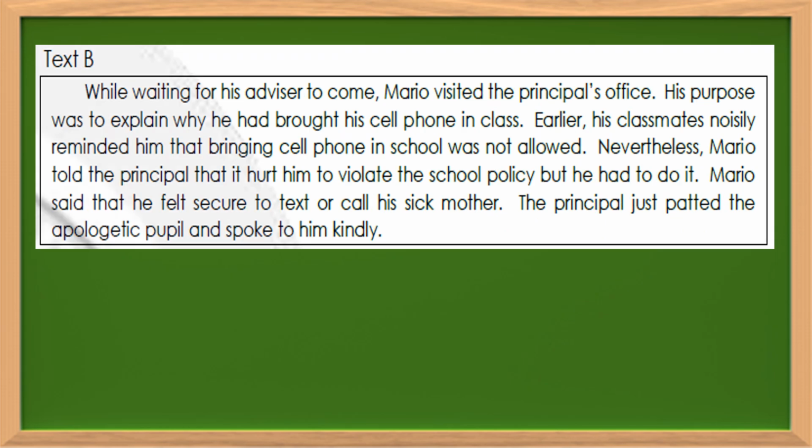Text B. While waiting for his advisor to come, Mario visited the principal's office. His purpose was to explain why he had brought his cell phone in class. Earlier, his classmates noisily reminded him that bringing cell phone in school was not allowed. Nevertheless, Mario told the principal that it hurt him to violate the school policy, but he had to do it. Mario said that he felt secure to text or call his sick mother. The principal just patted the apologetic pupil and spoke to him kindly.